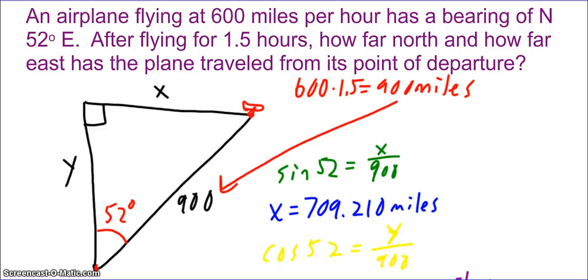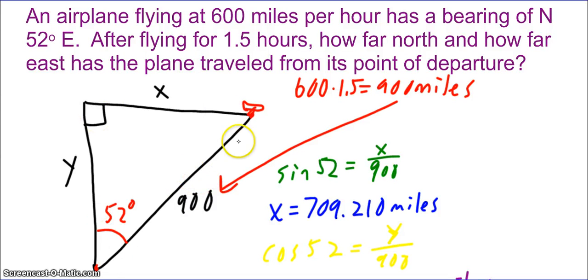Alright, for number 4, an airplane flying at 600 miles per hour has a bearing of north 52 degrees east after flying for 1.5 hours. How far north and how far east has the plane traveled from its point of departure? Well, first I want to convert 600 miles per hour into miles because the answers that I'm looking for are distances. And so I want my answers in miles.